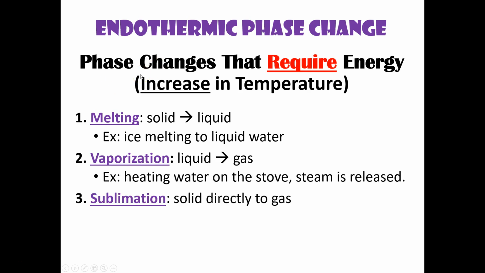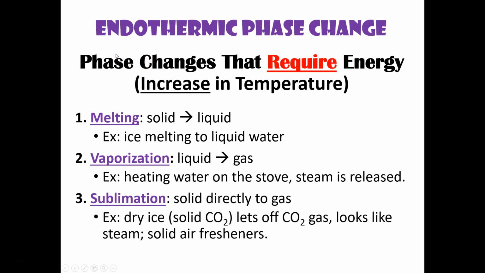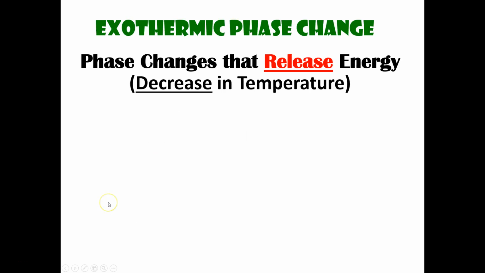Okay, so these are your three endothermic phase changes: melting, vaporization, and sublimation. And in all of those cases, you're going to have, again, energy being added to the system, right? So to get solid to liquid, you have to add heat to it. Of course, you have to add heat to ice to turn it into liquid water. Vaporization, to go from liquid to gas, you're going to have to heat that water on the stove to turn it into steam. And then sublimation, again, that's where you go from solid directly to gas. You're going to have to add heat to that.